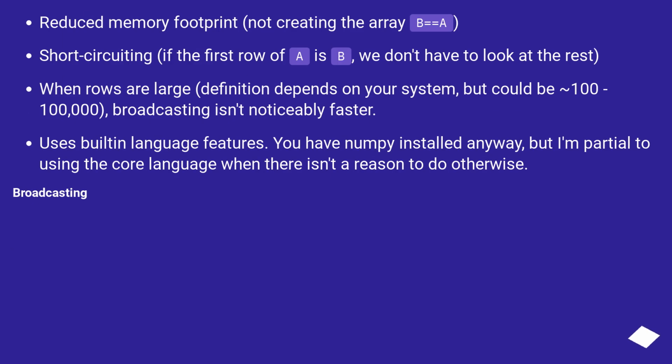Reduced memory footprint, not creating the array B equals A. Short-circuiting: if the first row of A is B, we don't have to look at the rest. When rows are large, where the definition depends on your system but could be 100 to 100,000, broadcasting isn't noticeably faster. Uses built-in language features. You have NumPy installed anyway, but I'm partial to using the core language when there isn't a reason to do otherwise.